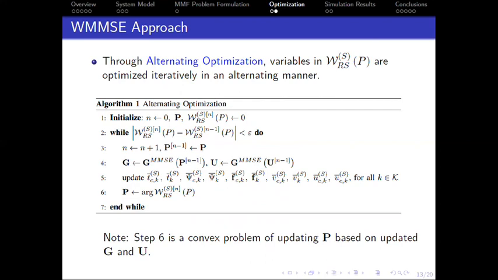Each iteration contains two main steps. Firstly, as shown in step 4, all the equalizers and weights are updated according to a given precoding matrix obtained from the previous iteration. Then we fix the equalizers and weights, and update the precoding vectors as shown in step 6. Note that step 6 is a convex optimization problem, which can be solved by the CVX toolbox.